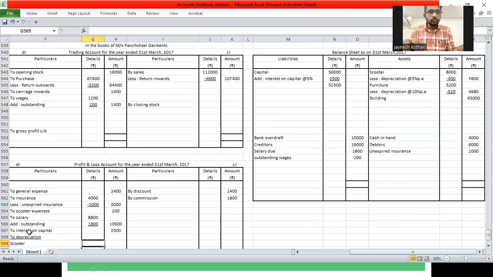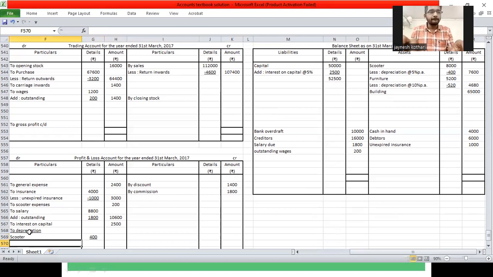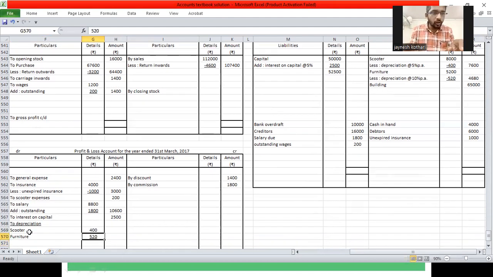स्कूटर 400 एंड फर्नीचर 520। तो 400 plus 520 will come to how much? 920, 920. Okay, so we have completed exercise number 1 to A, B, C, D, E, F.